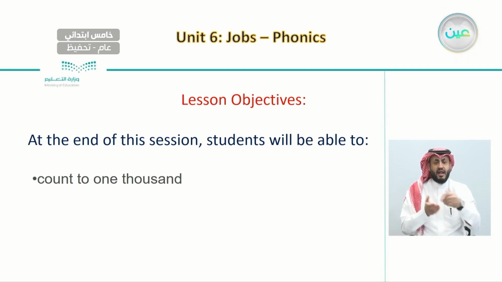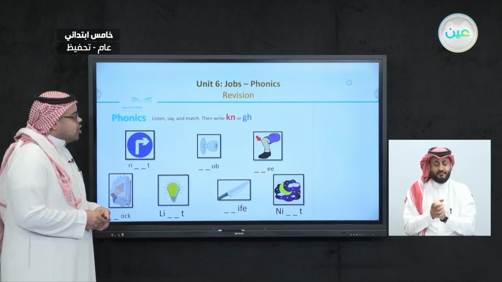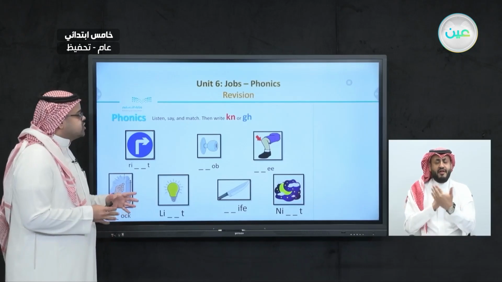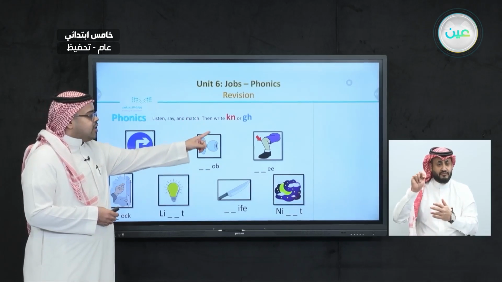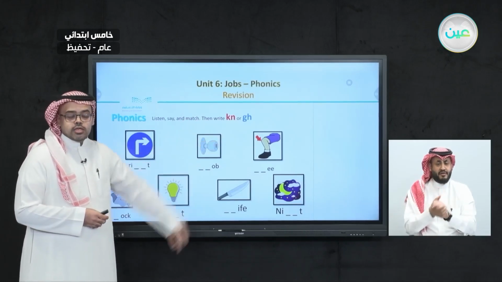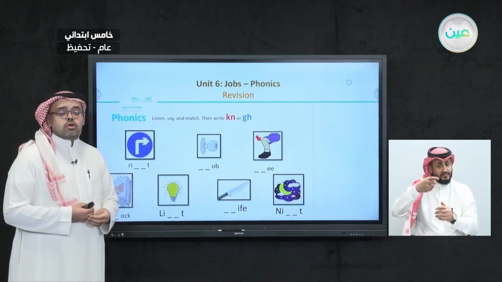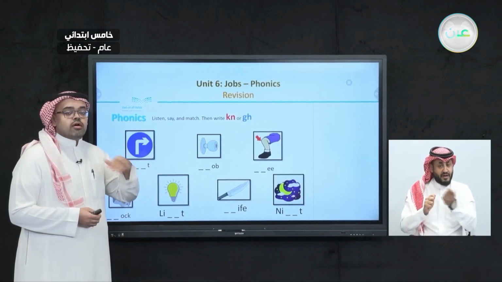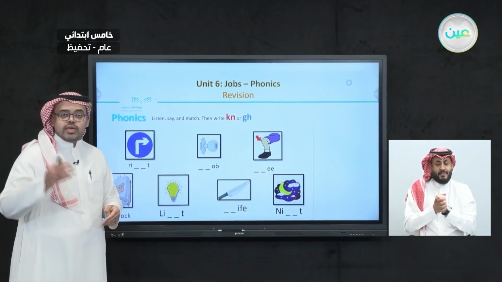Our objectives in today's lesson, we hope that at the end of this lesson you will be able to count up to 1,000. Quick revision on our last lesson. Last lesson we learned how to say and write words that have these letters K and N and G and H. And we said that sometimes we come across words where we can write letters but we cannot say or pronounce them, as with these examples that we have learned in last lesson.